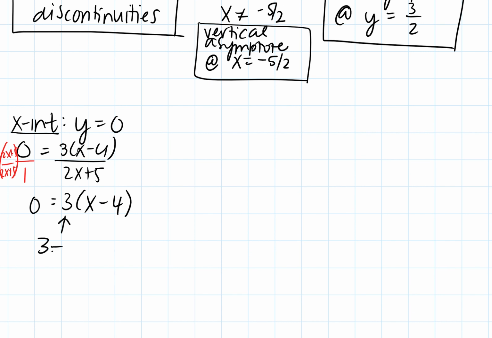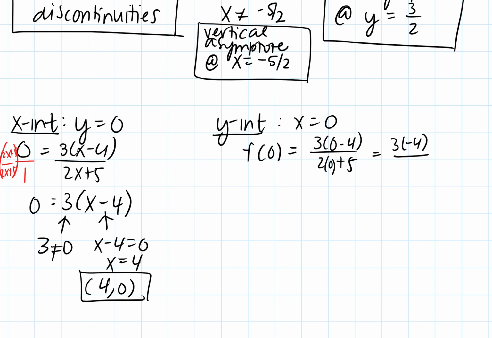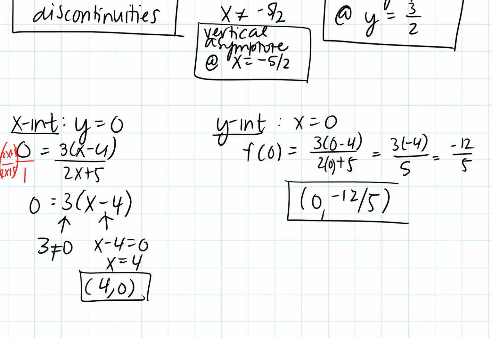Now, of course, 3 is never going to equal 0, so that doesn't provide a root, but x minus 4 will equal 0 if x is 4. So this function has one root at (4, 0). Let's find a y-intercept now. That's where x is 0. So we have f of 0 equals 3 times x minus 4 over 2x plus 5. Oops. Only f of 0 implies I'm substituting 0 in for x. So I have 3 times negative 4 over 5, which is negative 12 fifths. So I have a y-intercept at (0, negative 12 fifths).